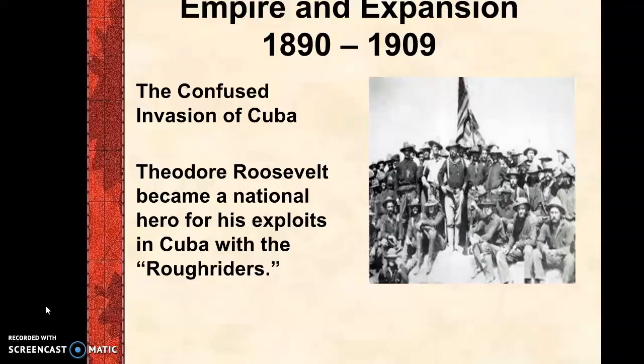The confused invasion of Cuba. Theodore Roosevelt became a national hero for his exploits in Cuba with the Rough Riders. Theodore Roosevelt, a member of one of America's wealthiest and most prominent families, led a volunteer force to help, quote-unquote, liberate Cuba from Spanish control, and his exploits were highly publicized. The Battle of Kettle Hill, for example, was written about, and almost overnight, Theodore Roosevelt became a national hero, and this set the stage for his later rise in politics.